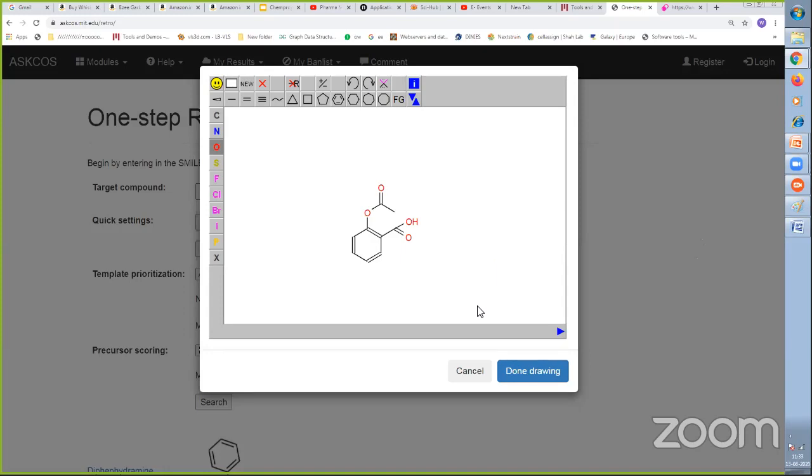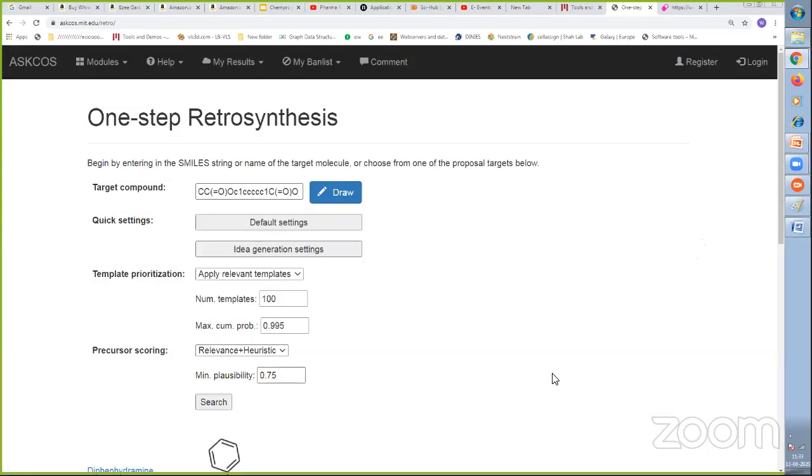So this is actually the structure of acetyl salicylic acid. I acylated the phenolic OH group, so it becomes acetyl salicylic acid. Okay, so acetyl salicylic acid is nothing but aspirin. So if you want to synthesize acetyl salicylic acid, what is the best raw material? Okay, so this is the target compound. I have just done the drawing. Now it automatically converts into SMILES format.